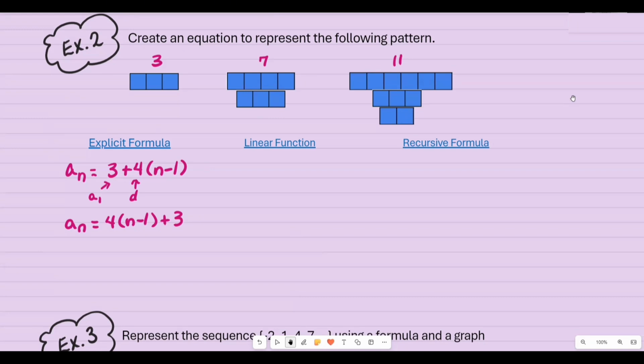From that, I can distribute to find the linear function. So if I were to take this 4 and distribute it, that would lead me to my linear function, which is going to be, this time I want to use f of x. f of x is equal to, and I'm going to change that n to an x since I'm using f of x. So then I would have 4 times x minus 4 plus 3. Well, what I noticed is I can combine those like terms. So now the recursive formula would be that a sub n is equal to a sub n minus 1, and take all of that and add it to the difference, which we know is plus 4.